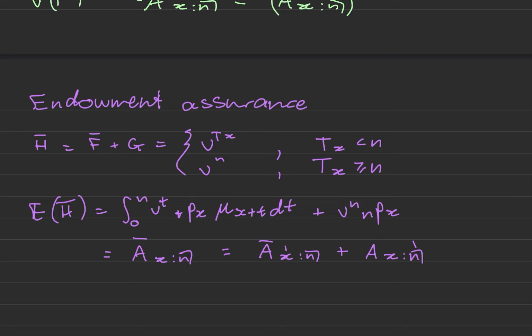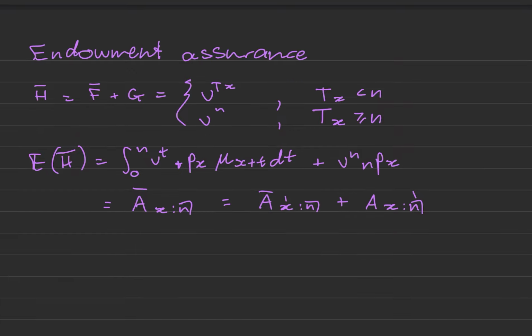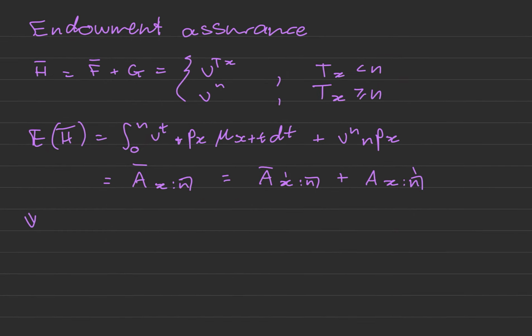Okay, so now let's write the formula for the variance. So the variance of H bar, that looks terrible, H bar, this equals 2Ā_{x:n} minus Ā_{x:n} squared.